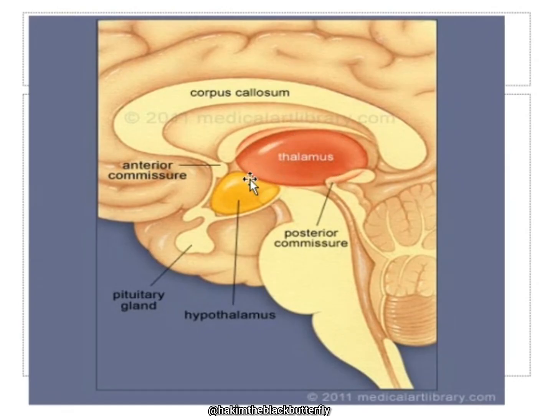Anterior-inferior to the thalamus, you have the hypothalamus. And anterior-inferior to the hypothalamus, you have the stalk of the pituitary gland and then the pituitary gland. These relations are very important for you.